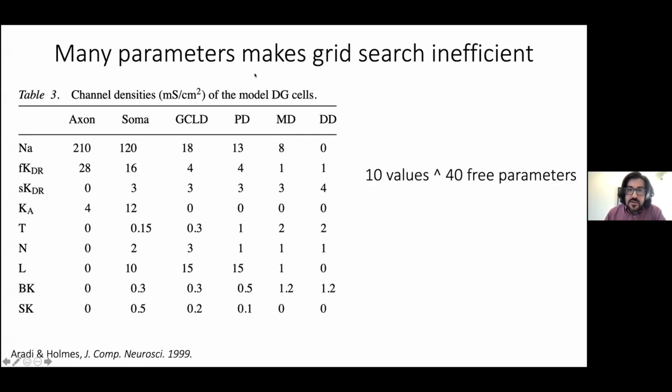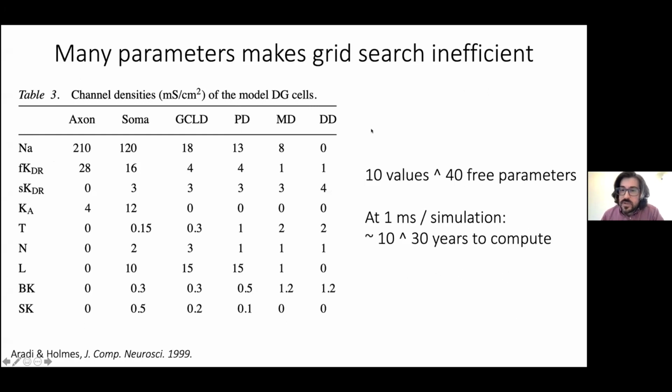And so, conservatively, we've got maybe 40 free parameters now here. And even if we did a very coarse grid search where we divided all of these parameters into 10 possible values, then what we're looking at is, even if we could get our simulation time to a millisecond, it would take us 10 to the 30 years to complete this grid search. So we obviously need a more efficient way to screen through parameters for these complex models.